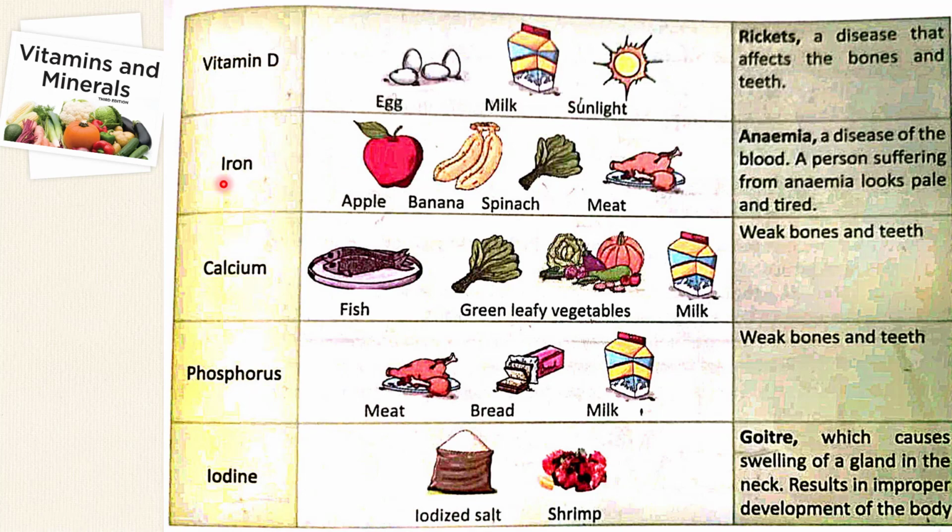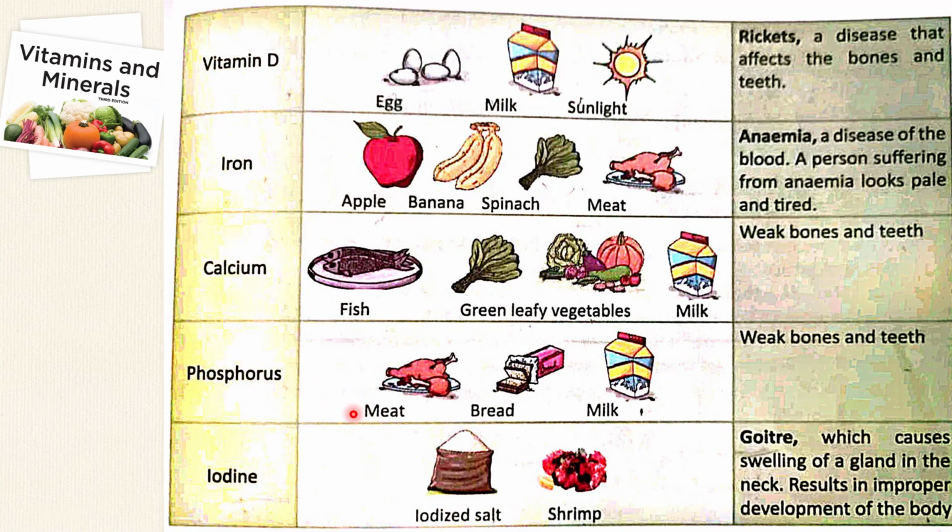Now let's talk about minerals. Iron, the sources of iron are apple, banana, spinach, meat, and the disease caused by lack of iron is anemia, a disease of the blood. A person suffering from anemia looks pale and tired. Next is calcium. The sources of calcium are fish, green leafy vegetables, milk, and the disease caused by lack of calcium is weakness of bones and teeth.